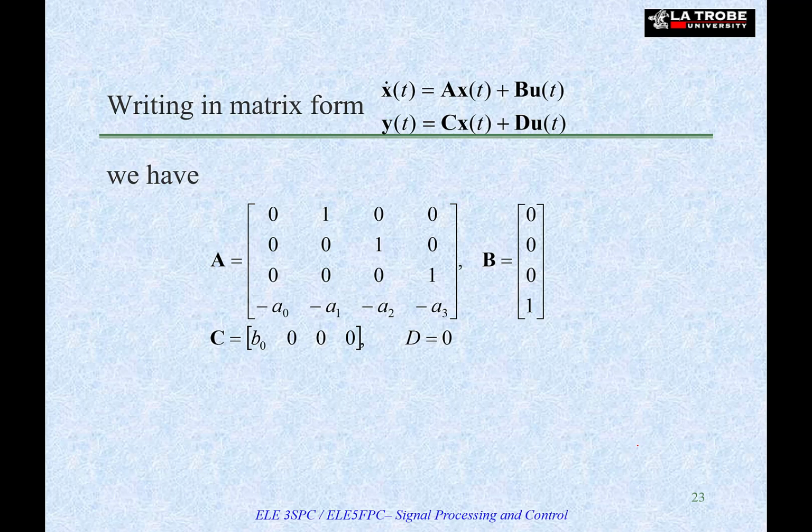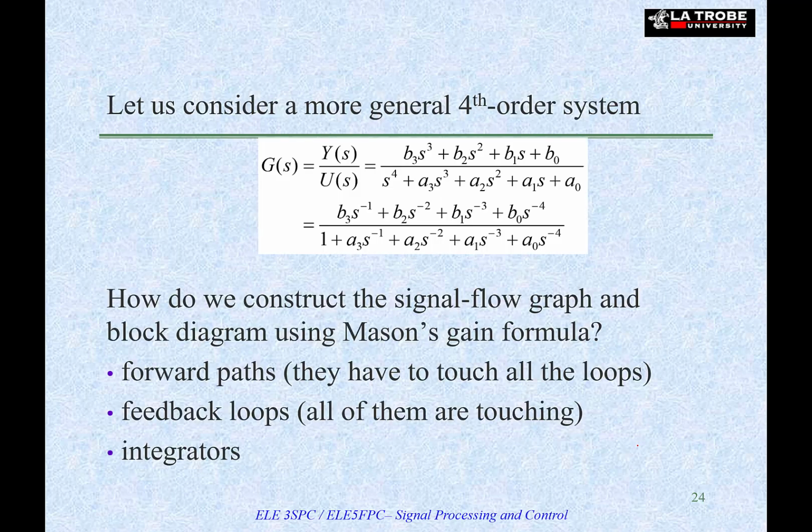This slide shows you what I have just derived previously. Now let's generalize this to something more complex. What is shown on this slide is also a fourth order system. The denominator is exactly the same as the previous example. The difference exists in the numerator. In this example, the numerator has 4 terms. Therefore, we should have 4 forward paths.